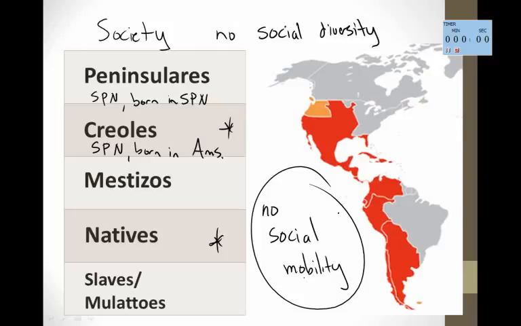So that's it for the Spanish colonies. Okay, thanks a lot. Next time, we're going to go ahead and talk about the English colonies in North America.